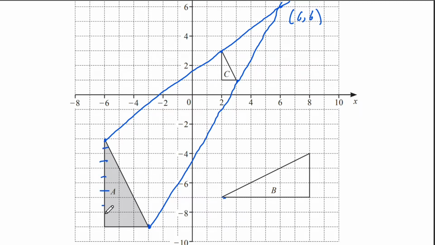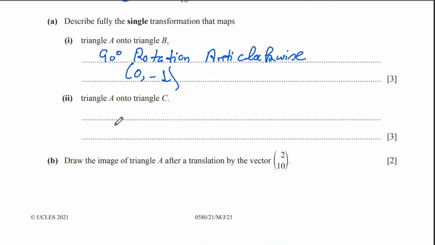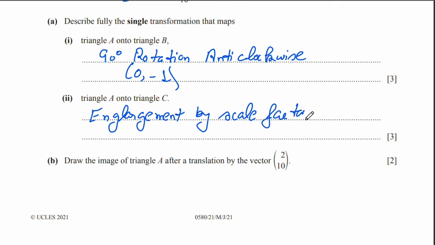Now the scale factor. You see this is 6, this is 2. So basically this has been reduced to 1/3. So the enlargement scale factor is 1/3 about the point (6, 6). So what you will write is: enlargement by scale factor 1/3 at the point (6, 6).